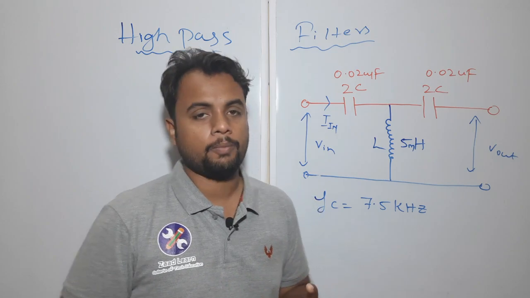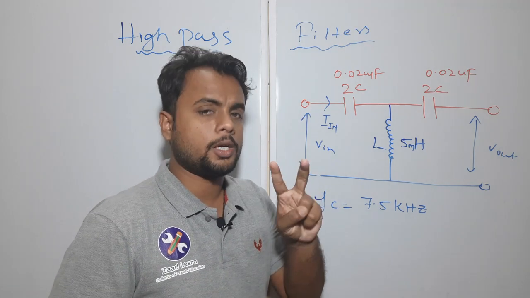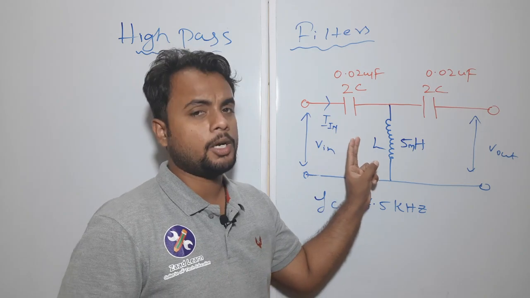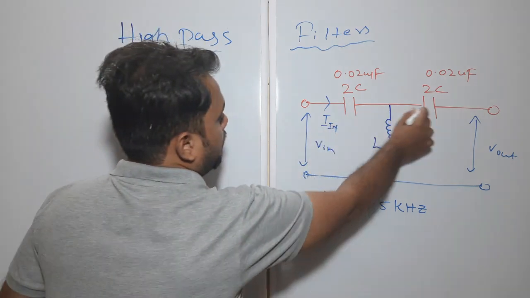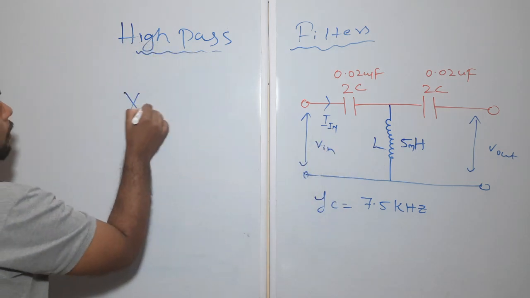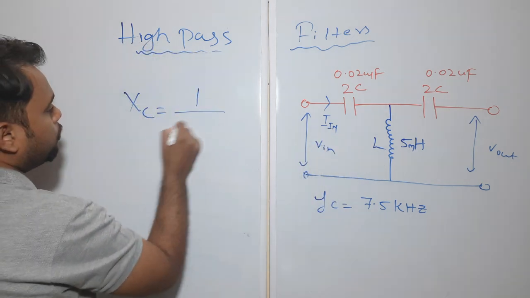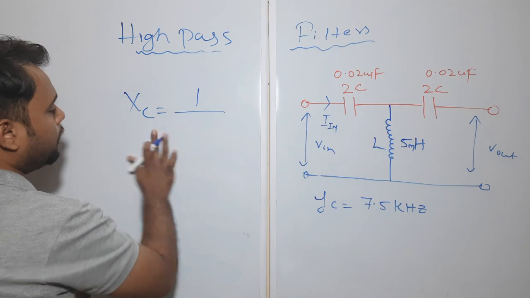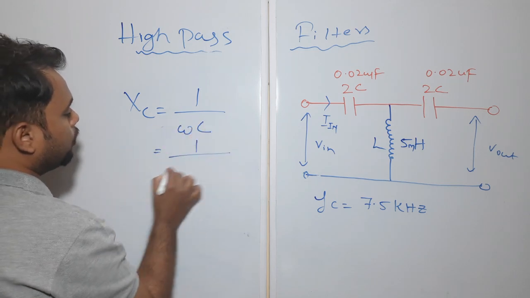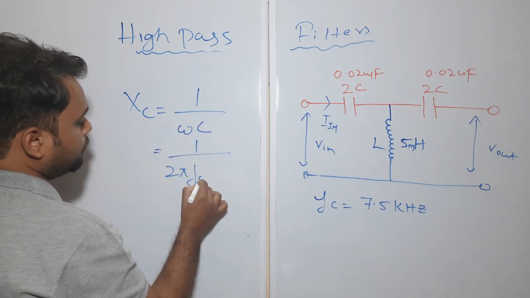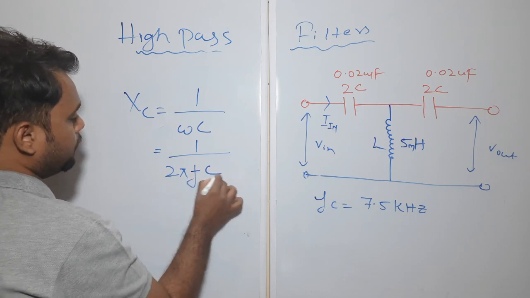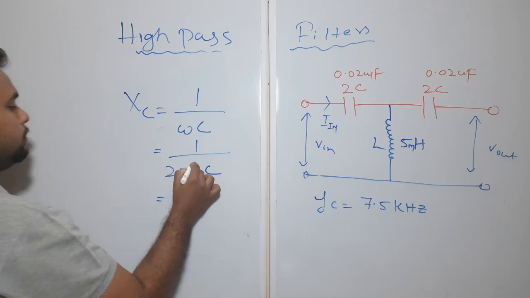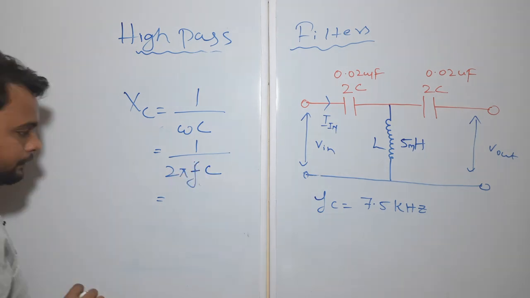But now let's take 2 minutes more extra time and we will discuss a little bit deeper about the high pass filter. As you can see, there is a capacitor connected here. So the value of Xc that we have is 1 by omega C, and we can also write that as 1 by 2 pi fC.